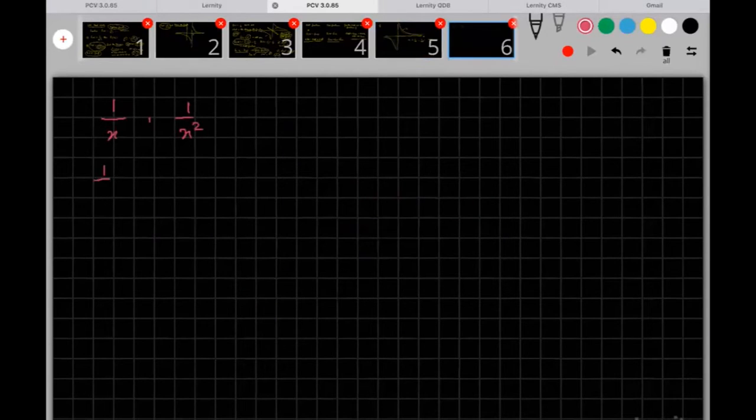See, if I have 1 by, let's say x is less than 1. So this is 1 by 0.1, 1 by 0.2, 1 by 0.5. So 1 by 0.1 is 10, 1 by 0.2 is 5, 1 by 0.5 is 2. Here, if I have 1 by 0.1 squared, it will become 100. If I take 1 by 0.2 square, it will become 25. If I have 1 by 0.5 square, it will become 4.